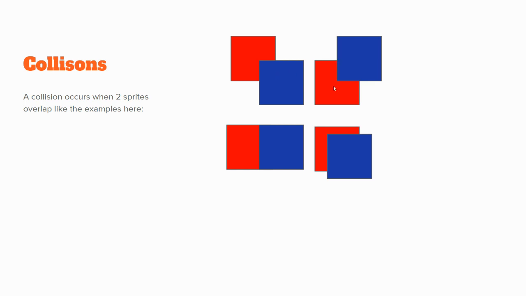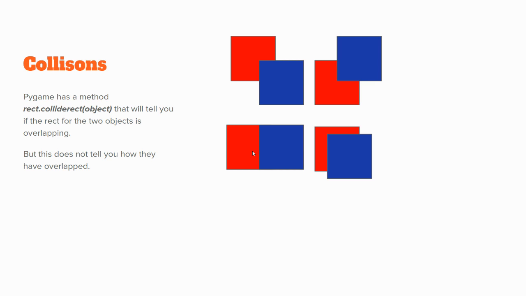But we can see here our red and blue squares overlap in various different ways. So that indicates there's been a collision. So what we then need to do is decide how we deal with that collision. So pygame has a method for us, rect.collideRect. So if we were putting this on our red square, we would do red square.rect.collideRect blue square. And then in these situations, it would return true, telling us they've overlapped.